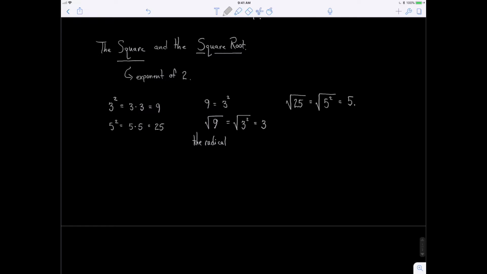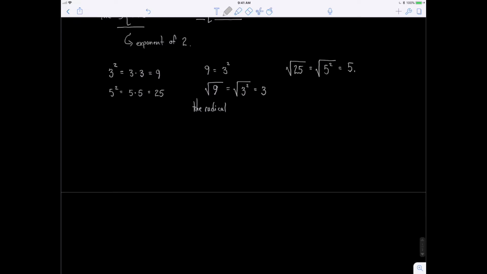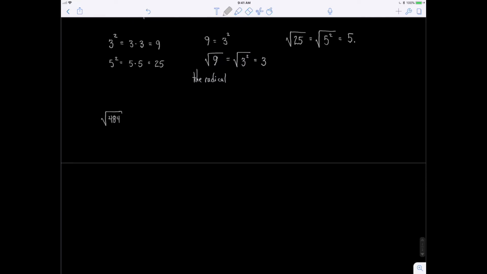All right, let's try a harder one. Let's try the square root of 484. Now, wow, I'm not even sure if that one exists. Well, sometimes they're not so easy to see. And when that happens, I would encourage you to start trying squaring numbers. For example, let's try 20. If I took 20 and I squared it, well, that would be 400. That's not big enough, so let's check the next one.